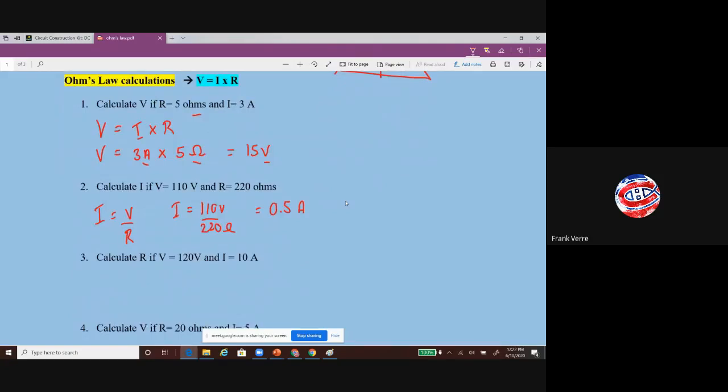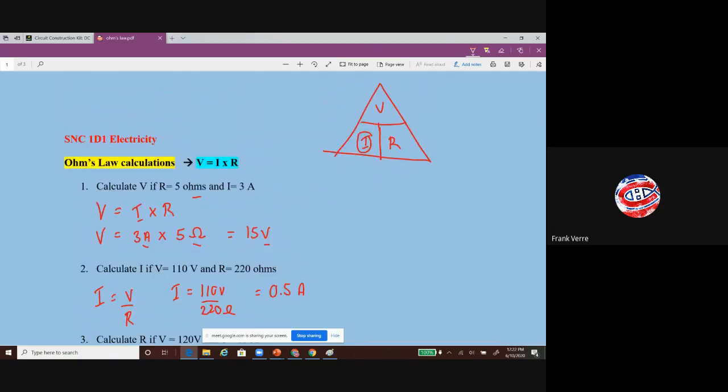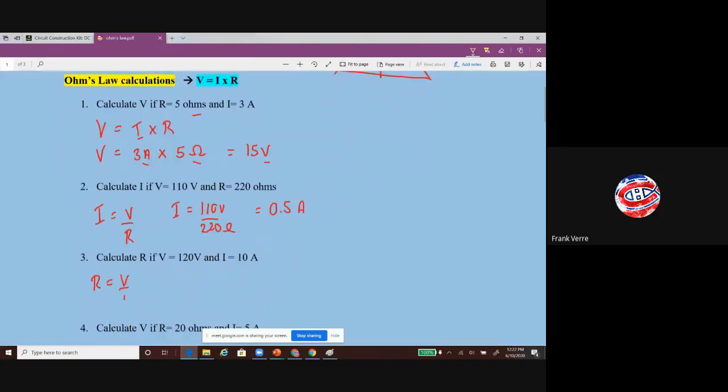Okay. Number three, what is R? If I look at my magic triangle, R is V over I. So that would give us 120 volts over 10 amps. That will give us 12. The unit is ohms. So you can draw the symbol, or you can write ohms. Okay.